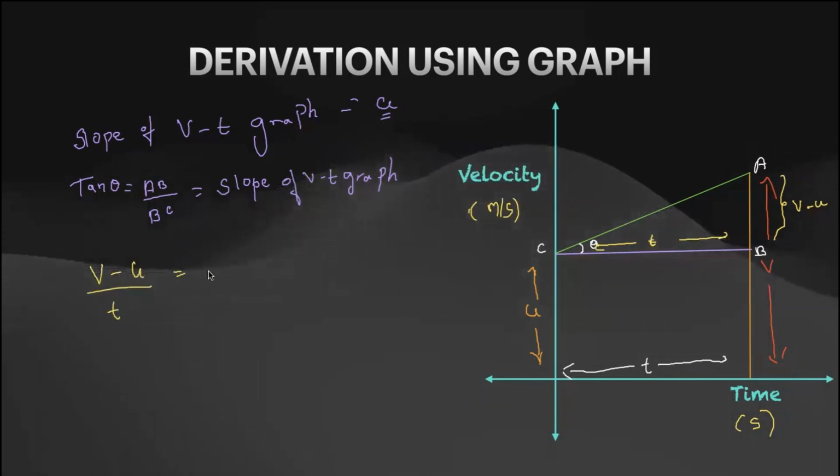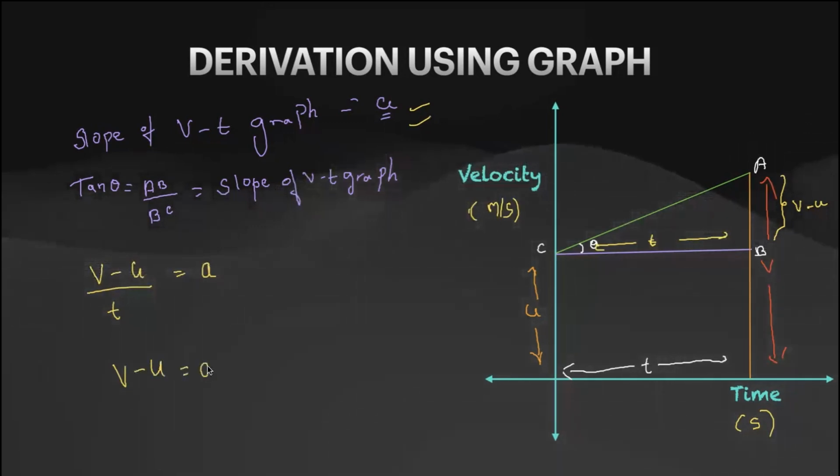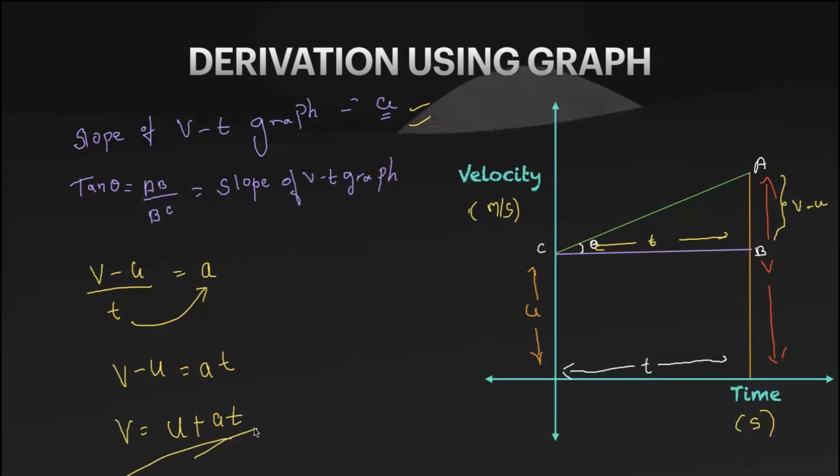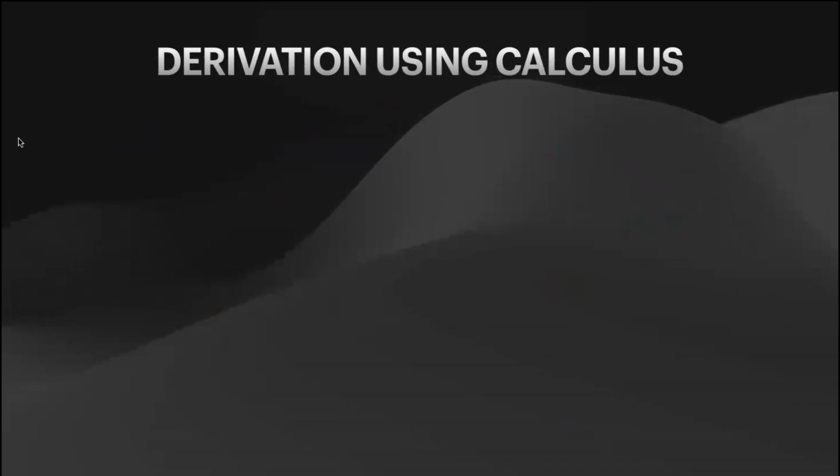What does the slope of the velocity-time graph represent? Here I have written acceleration. So V minus U is equal to A into T, cross multiply. So V is equal to U plus AT. So this is nothing but the first equation of motion. Clear? Now we will be deriving the first equation of motion using the calculus method.